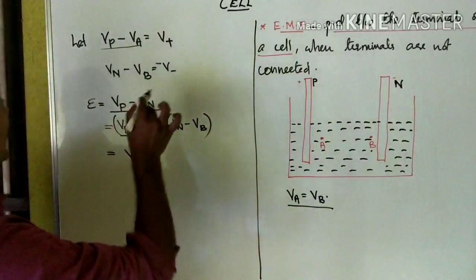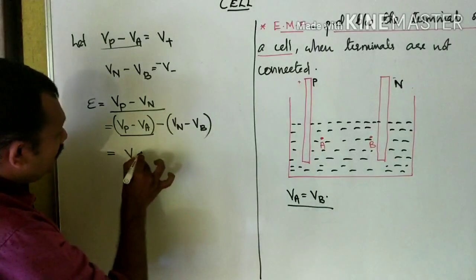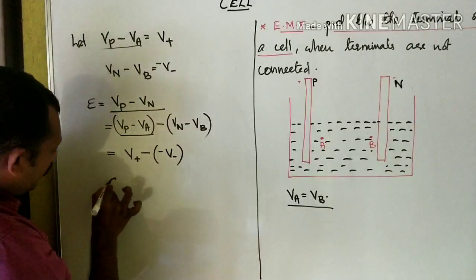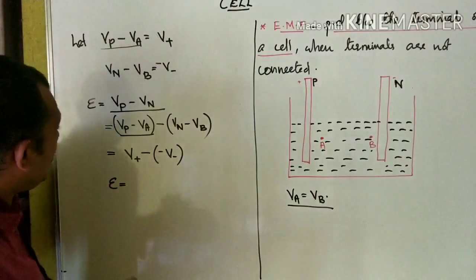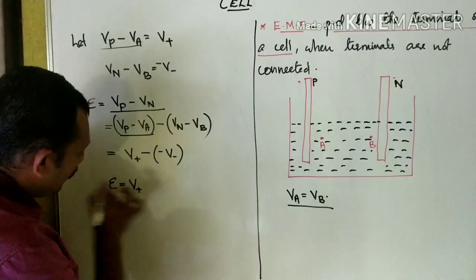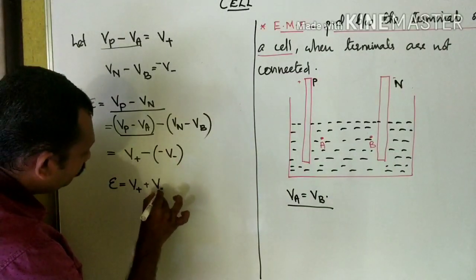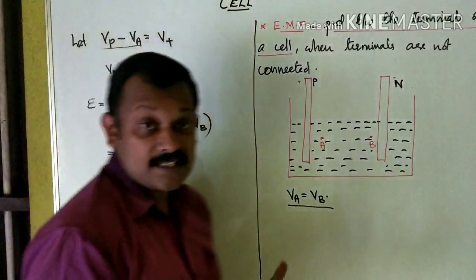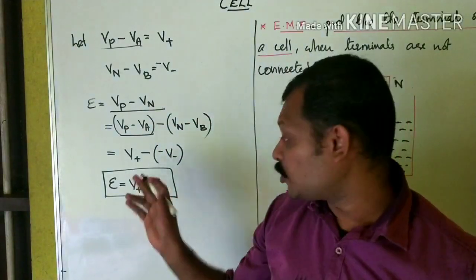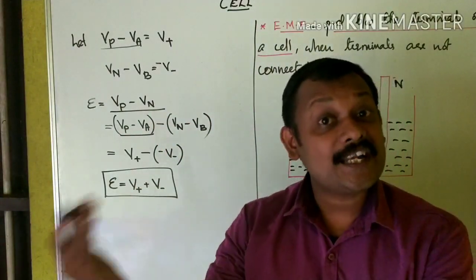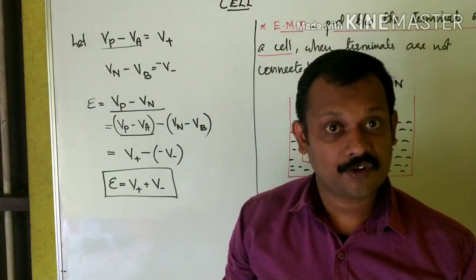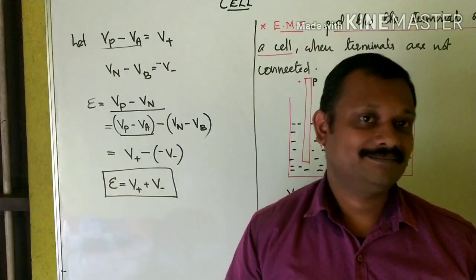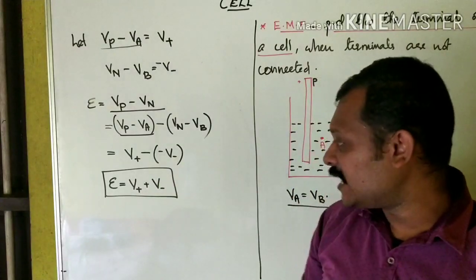What is Vn minus Vb? Which is minus V minus, which means minus V minus. Which means, what is the definition of EMF of a cell? EMF epsilon is equal to V plus V minus. Which means the effective EMF of a cell is equal to the magnitude of the potential of the positive electrode plus the magnitude of the potential of the negative electrode. Or simply, absolute values of V plus and V minus you can add to get the total EMF of the cell. This is the definition of EMF of a cell.